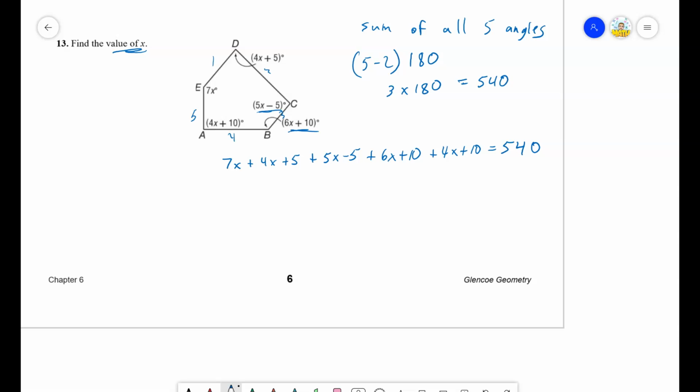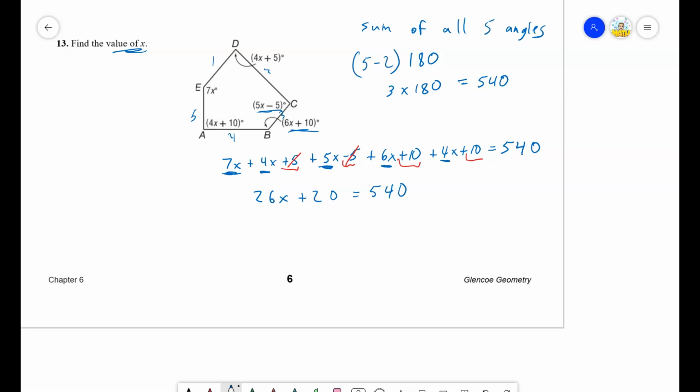So we have to just be careful here in combining our like terms. If we take the x's first, let's see how many of those we have. 7x and 4x would be 11x, plus another 5x would give us 16x, plus another 6x would be 22x, plus another 4x would give me 26x. Now what happens with our whole numbers? Well, I have 5 and minus 5. They'll just subtract out. They'll go away. And then finally I have plus 10 and plus 10. So that would be 26x plus 20 equals 540.